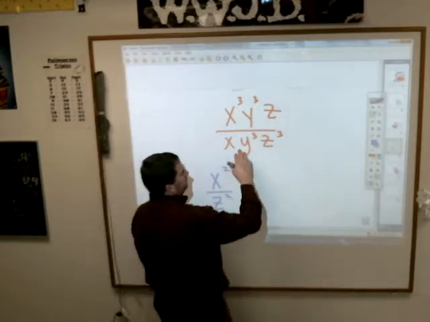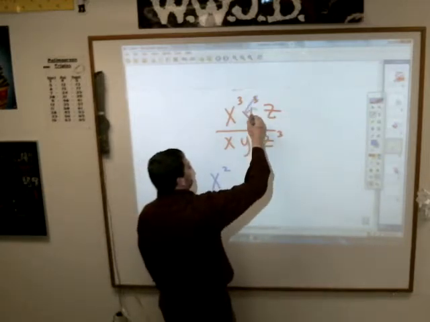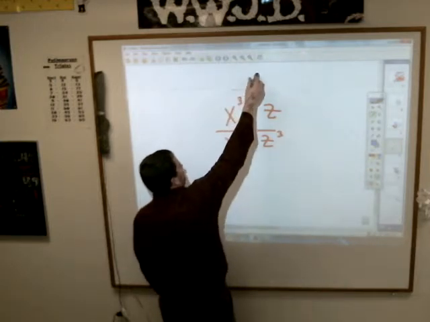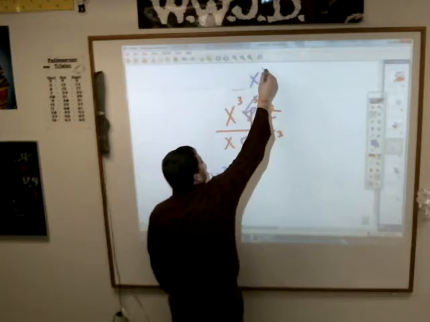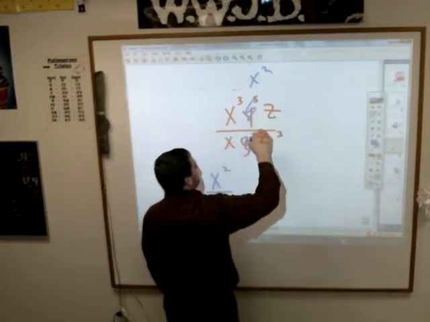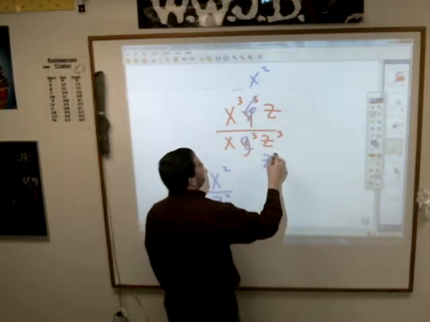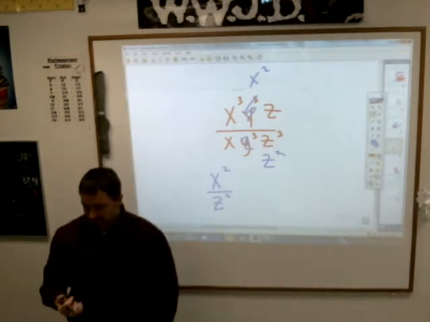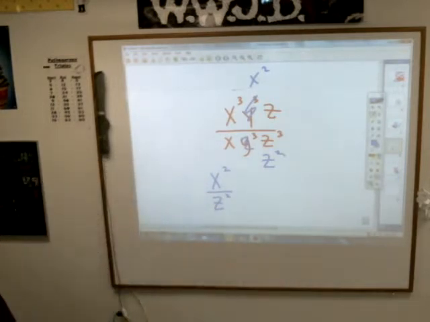Again, first of all, you could look at the y's and say they're identical, so they cross off. You have 3 x's on top, 1 x crosses off with that to give you an x squared. You have 3 z's on the bottom and 1 z up top, so that crosses off. No negative numbers there. I don't see any other ones where they have negative numbers.